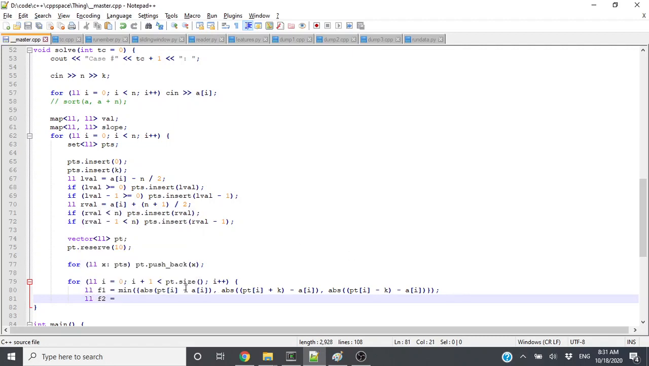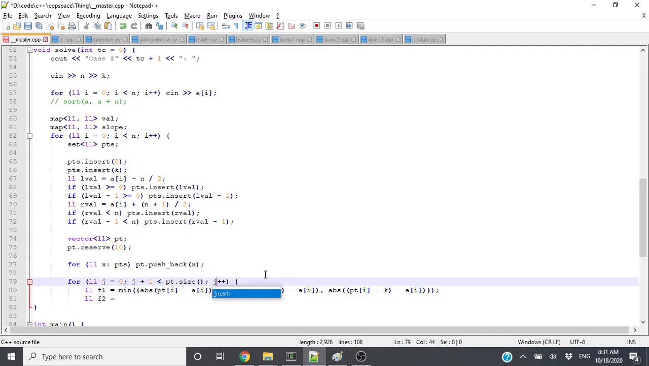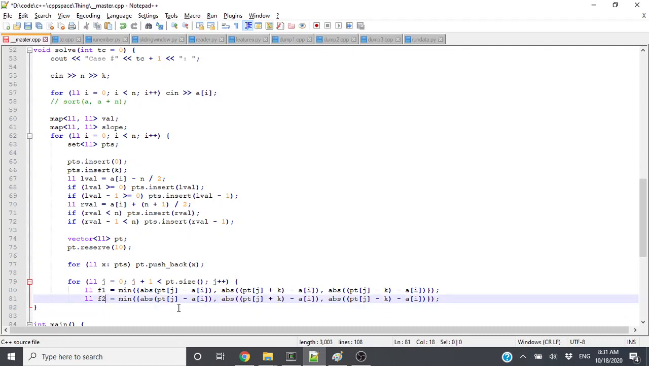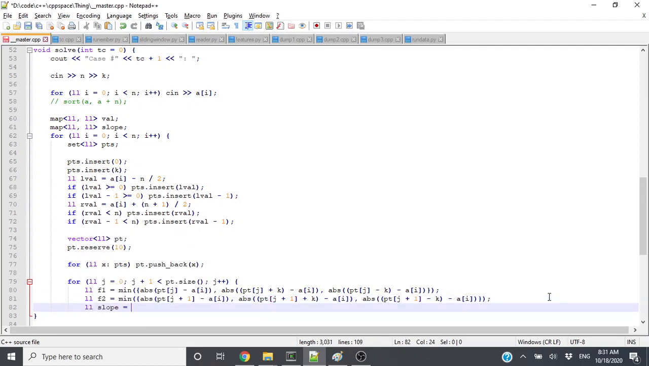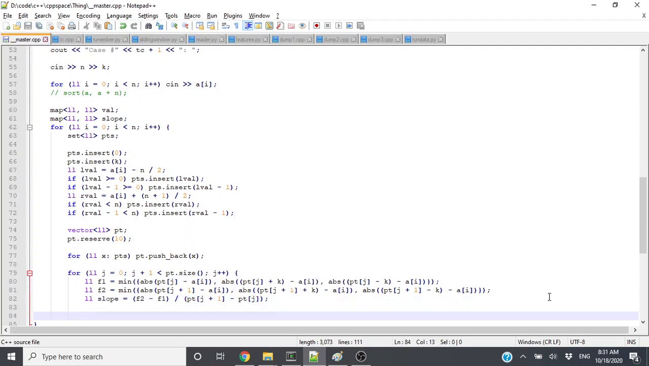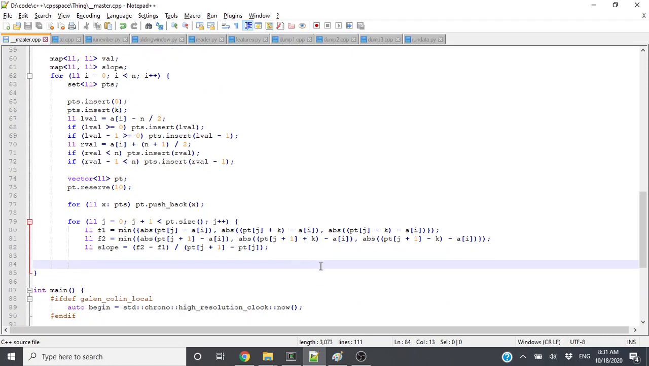Wait, it shouldn't be ai. Shoot, this should be j. Yeah. Because otherwise we have two i's. Then we can duplicate this and do the same thing, I guess. So this is point j plus 1. We're comparing the difference. F2 minus F1 over point j plus 1 minus point j. Both of these are integers, and the result should be an integer, so that should be fine.